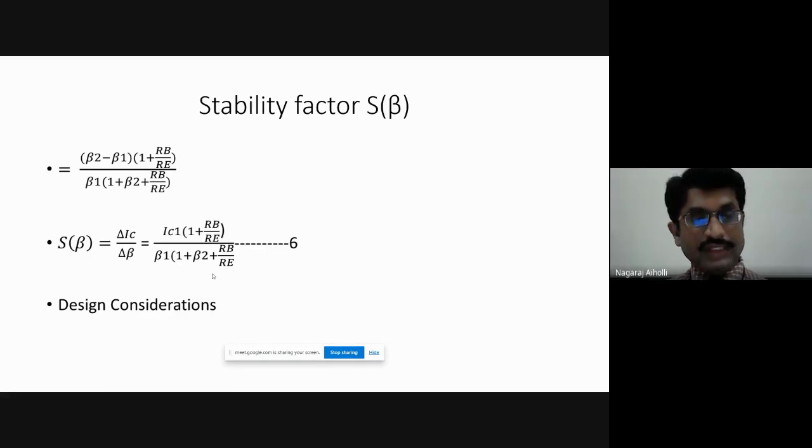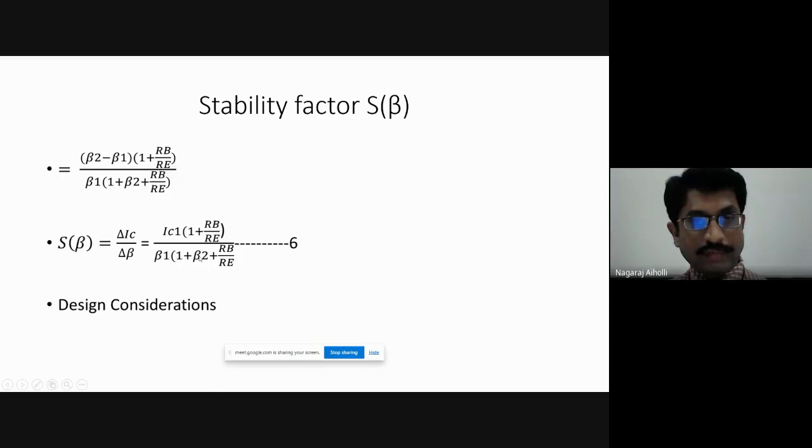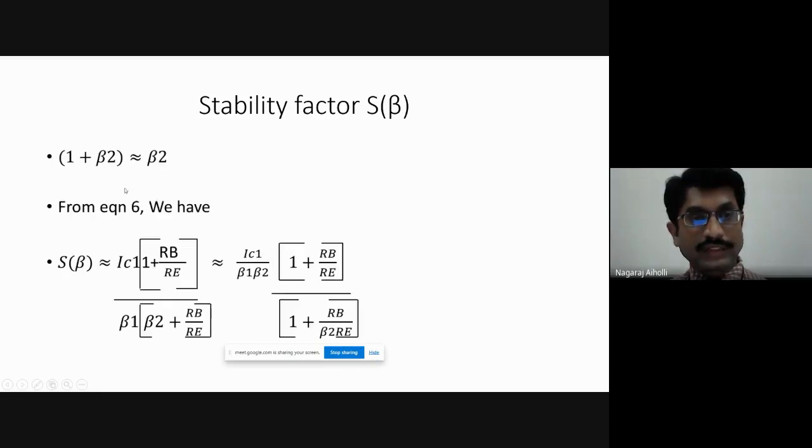Fine. Next we'll consider some of the design considerations as we did yesterday. So this is the final equation that we obtained for S of beta. Now here 1 plus beta 2 can be assumed approximately equal to beta 2, because beta 2 is larger than 1. So 1 plus beta 2 will be approximately equal to beta 2.